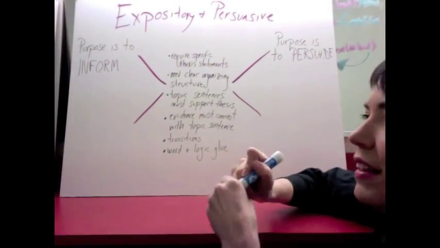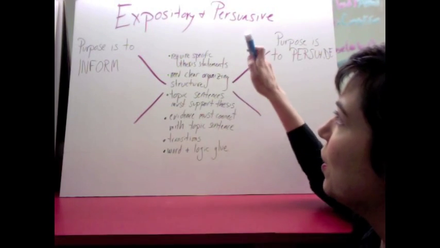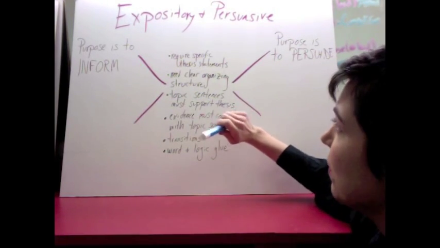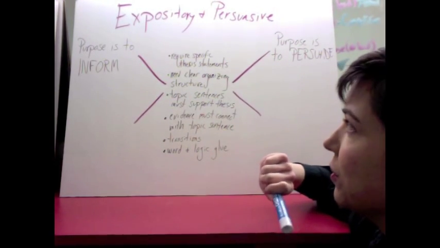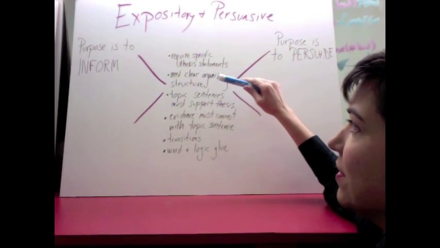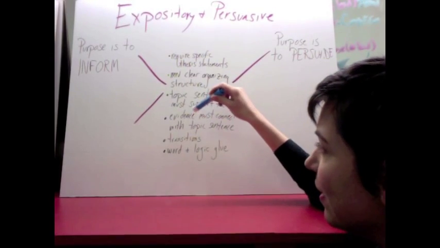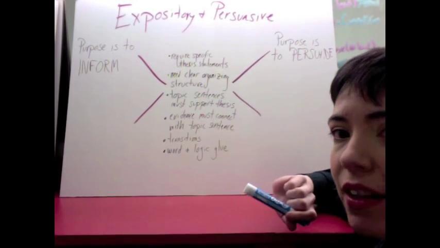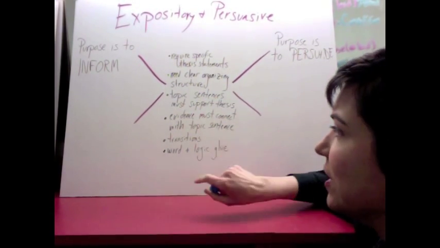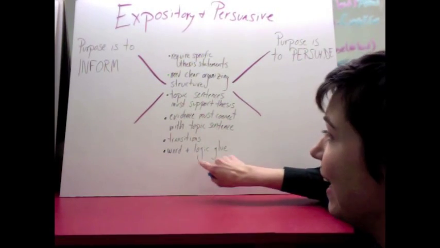So, let's look at what these essays have in common. Both require specific thesis statements. Both need clear organizing structure. Both have topic sentences that must support the thesis. Both must have evidence, and that evidence must connect with the topic sentence. Both must have transitions, and both must have word and logic glue.